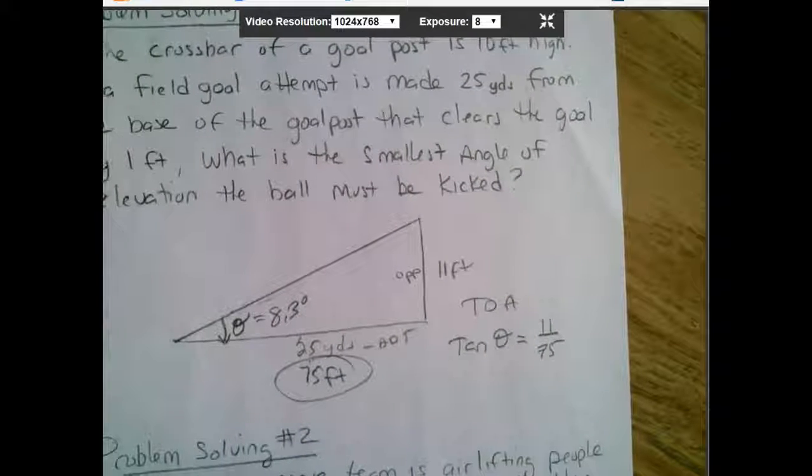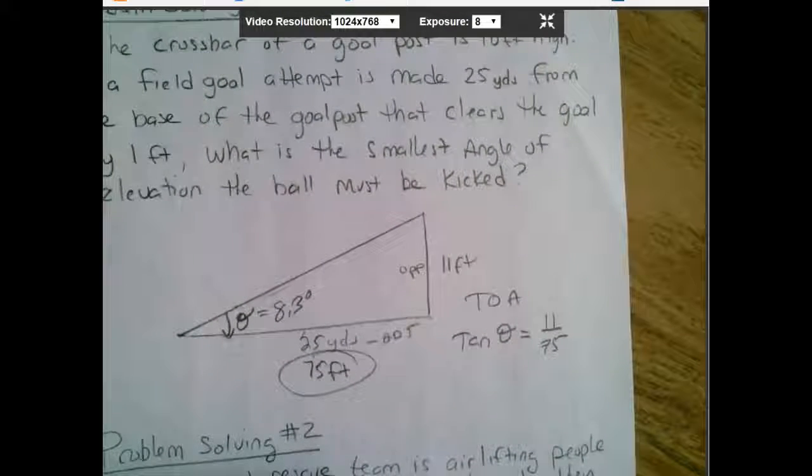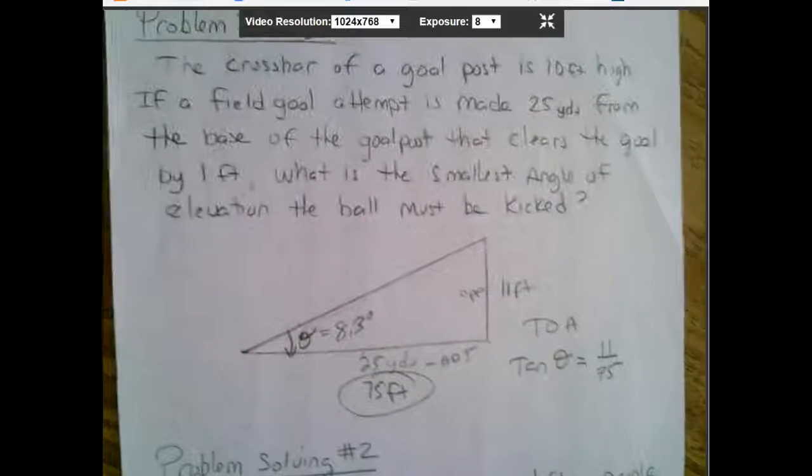So you have to kick that ball at an angle of 8.3 degrees above the ground. So that's one example of how to use this.